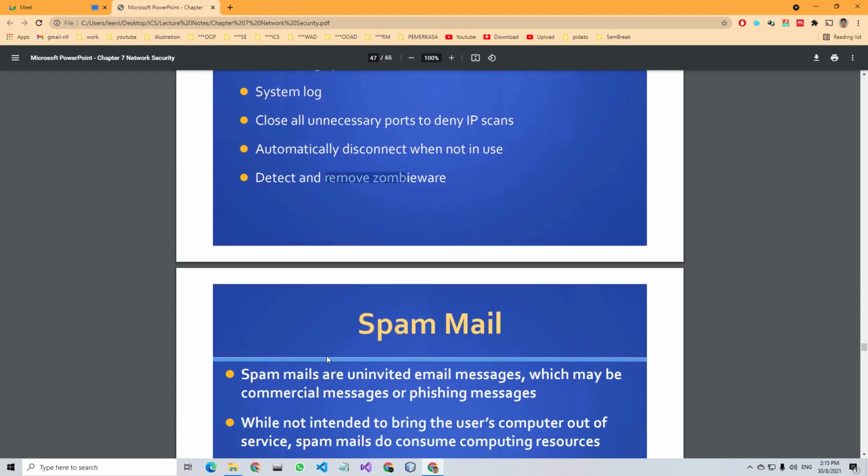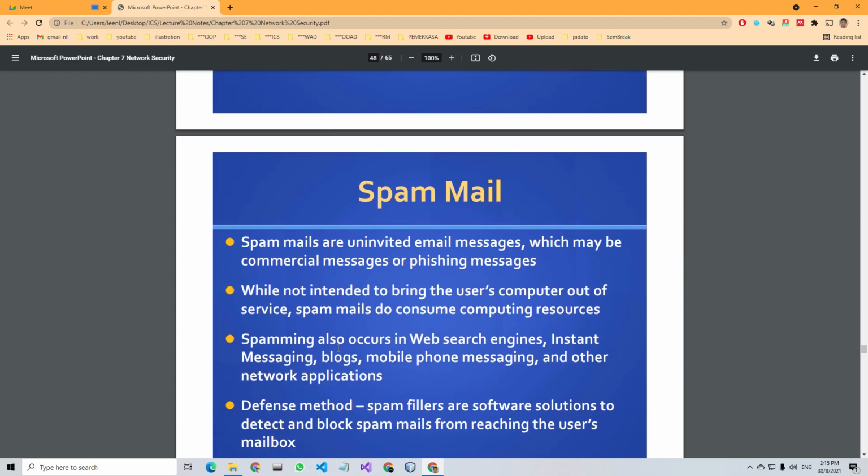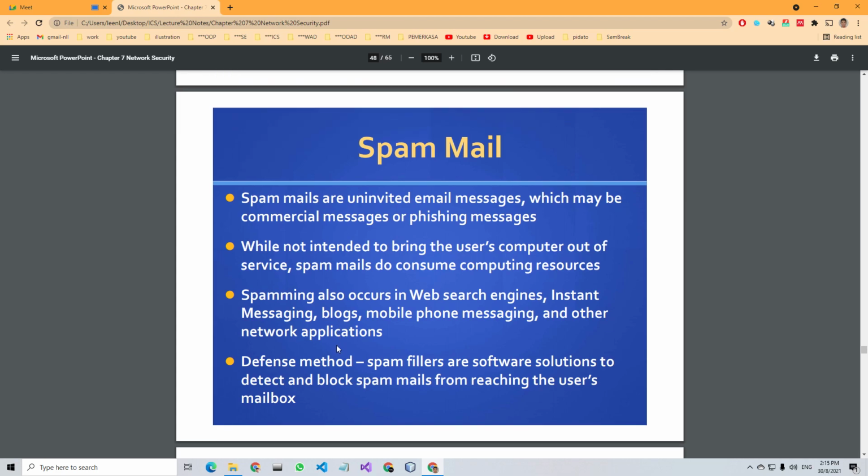Next one, we talk about spam mail. Spam mail is email that we don't want to receive. It's not that we don't want it, it's just that we are not asking for it, but they send it to us. I believe all of you have received this in your email mailbox, maybe commercial messages or phishing messages.